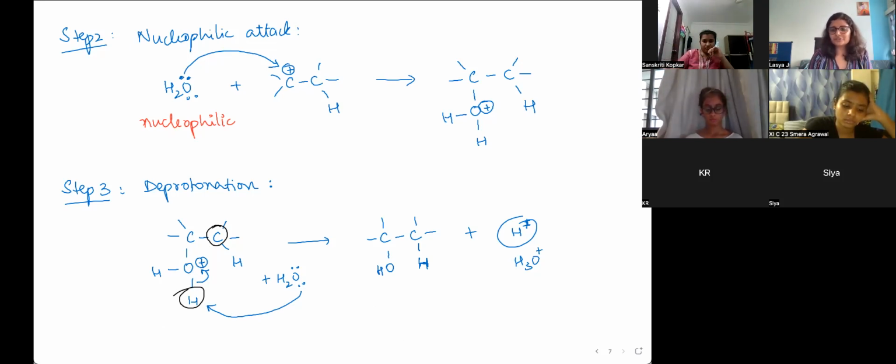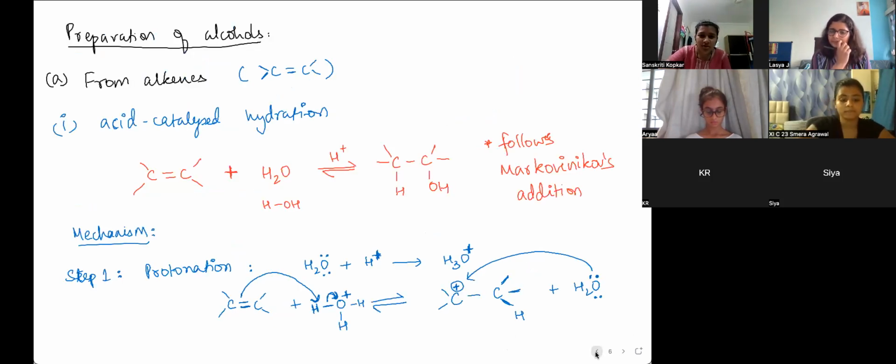Okay. Question 1. What sort of an addition is this? Electrophilic addition, nucleophilic addition, or does it not come under any of these categories? If you want, I'll show you the first step if it helps. Nucleophilic, right?